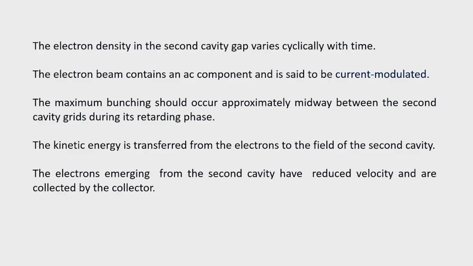The electrons emerging from the second cavity have reduced velocity and are collected by the collector. So, because of this energy transfer from the electrons to the field in the second cavity, the field in the second cavity grows and we have amplification of signal possible.